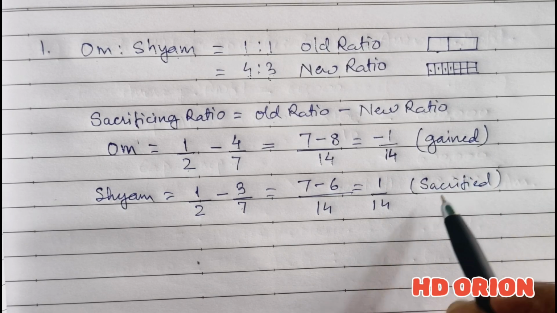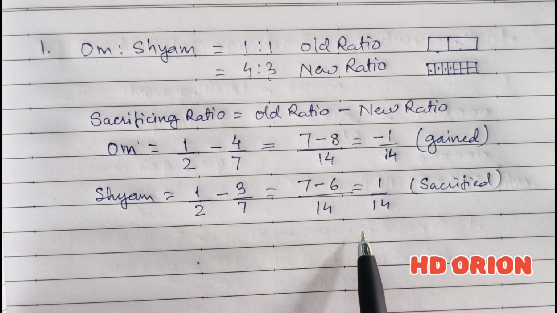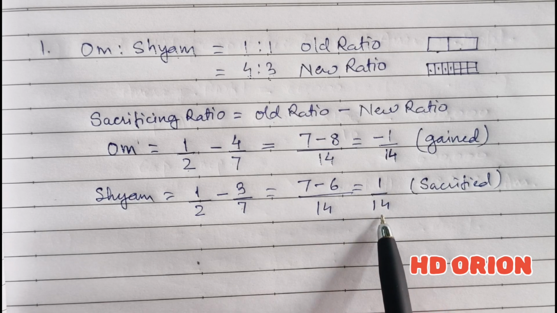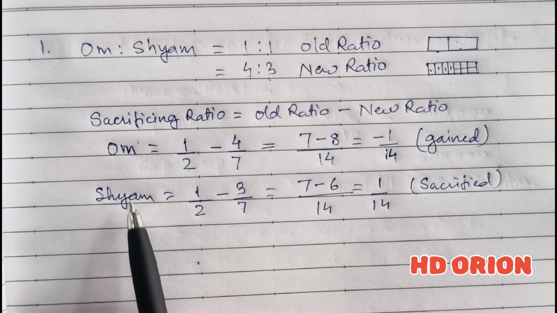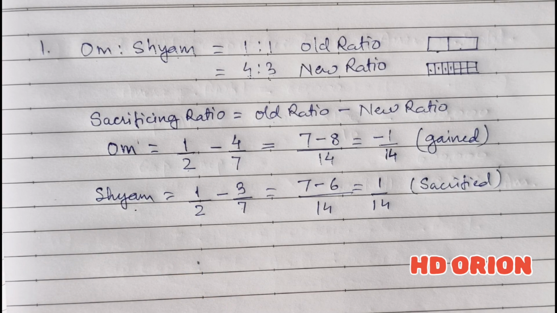What has he sacrificed? He has sacrificed 1/14th of the total profit. This we have to understand. From the total profit, 1/14th portion is sacrificed by Shyam and it has been gained by Om. That is the solution.